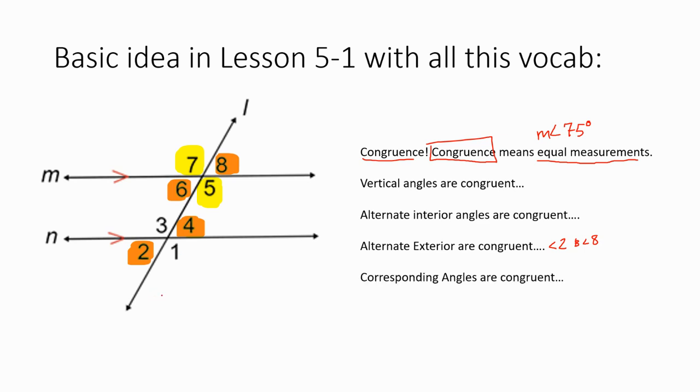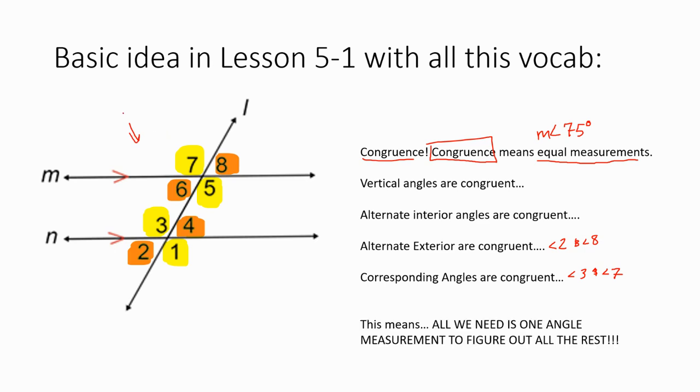And last, corresponding angles are congruent. So my example of that would be angle 3 and angle 7. If angle 3 measures something, angle 7 measures the same thing. And our last partner I haven't talked about is angle 1. What you should draw perhaps below all your notes is this main idea. All we need is one angle in order to figure out all of the rest.